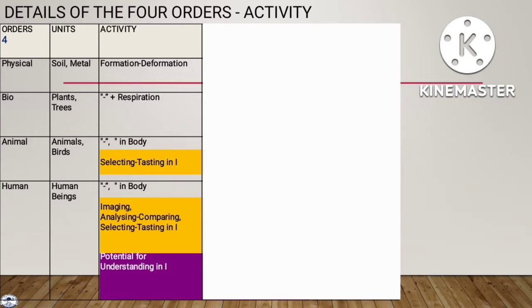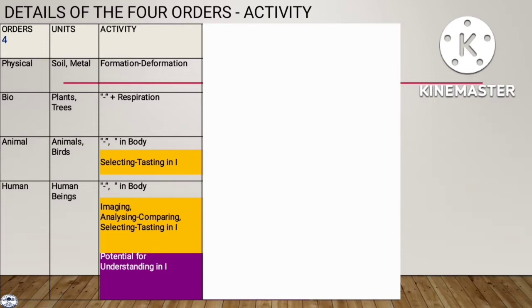So the soil, metal, minerals, gas under physical order, plants, trees under bio order, animals, birds, insects under animal order, human beings under human order. All these are known as units in nature. So they are being categorized. Now let's see what are the activities done by these units of nature.